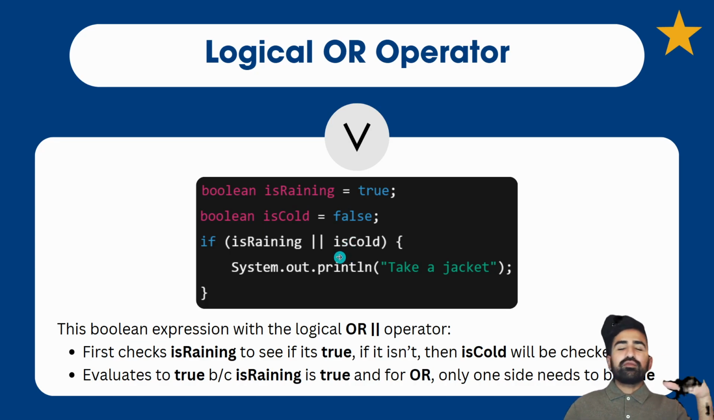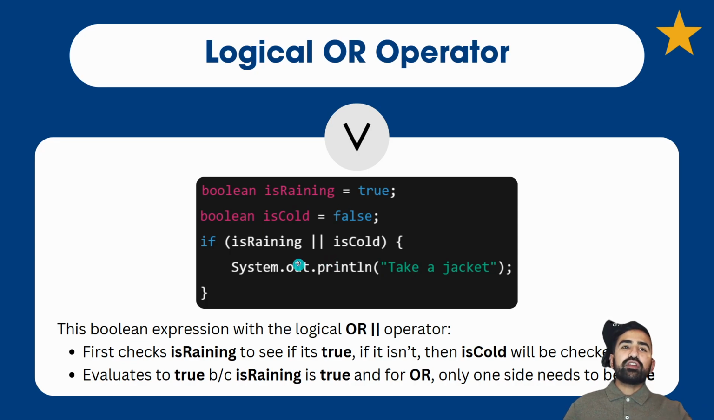Now, obviously, when I say cross our fingers, you don't always want the expression to be true. Sometimes you want it to be false. But in terms of evaluating these expressions, I always like to think positive. So let's see. Is raining or is cold? If it's raining or it's cold, we're going to take a jacket. That's what this message is saying.